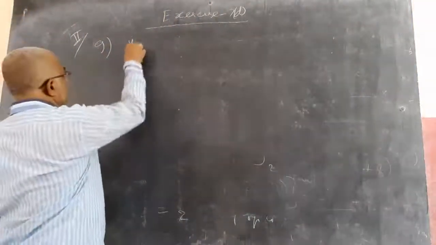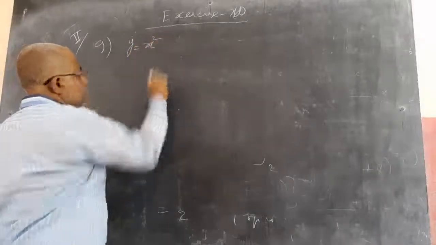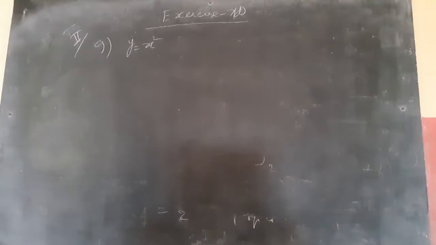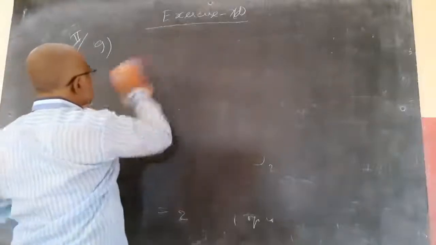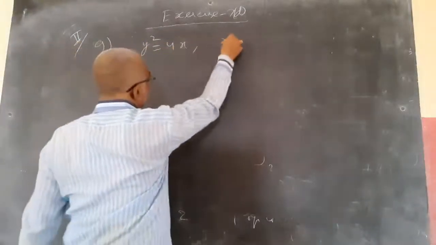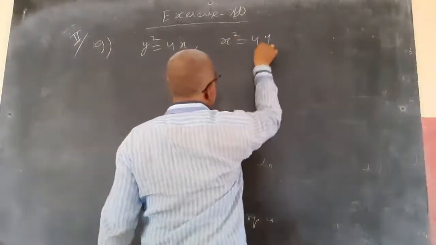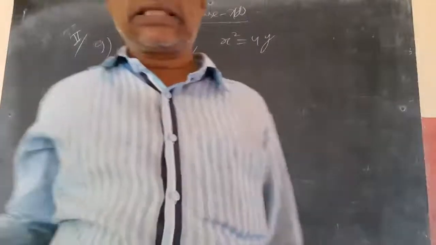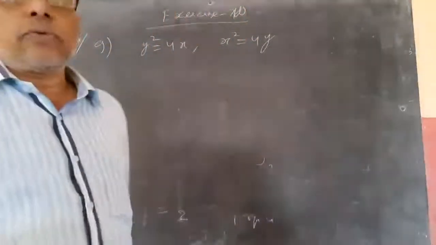Area bounded by the curve y is equal to x square 4x, sorry, y square equal to 4x, and x square equal to 4y. Area bounded by the two curves: y square equal to 4x, x square equal to 4y.